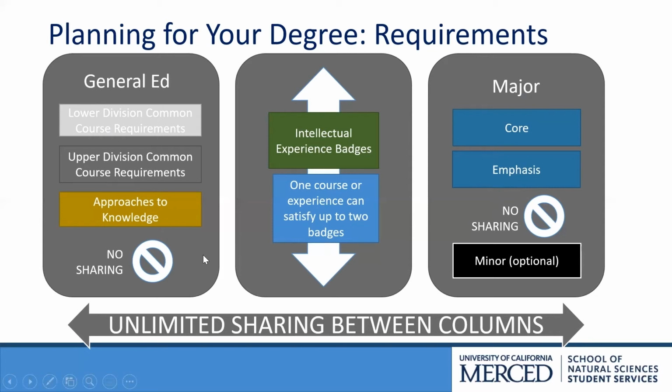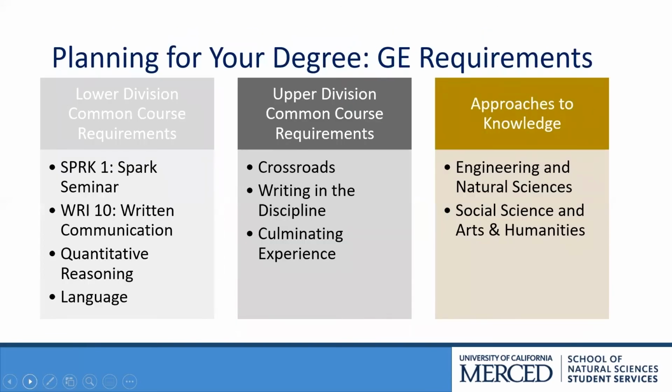And then if you want to add a minor, that's additional coursework, and there's additional rules with that. And so that's something, again, that Erica can help you with. So planning for the degree requirements. So lower division courses like Spark. Spark is something that's waived for transfer students, and writing is usually fulfilled before you transfer.